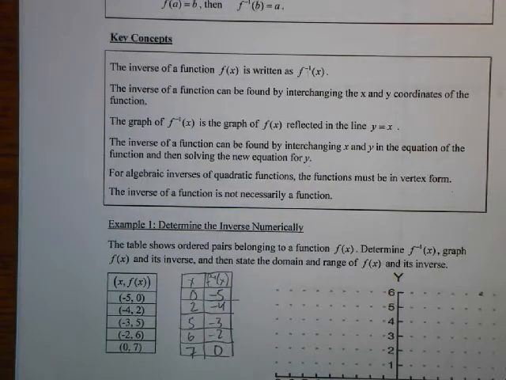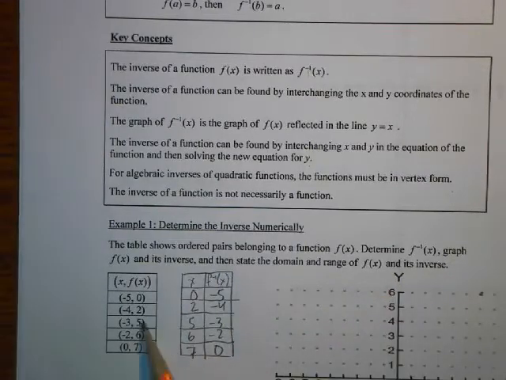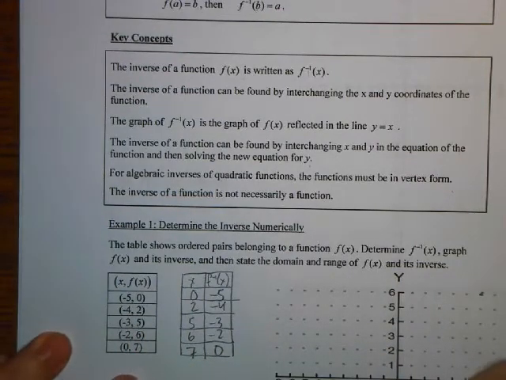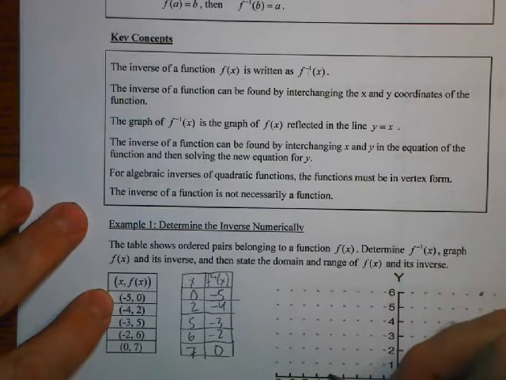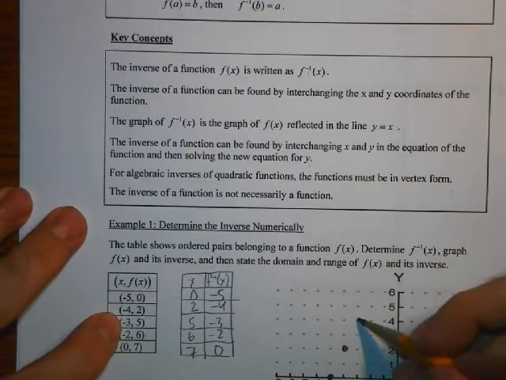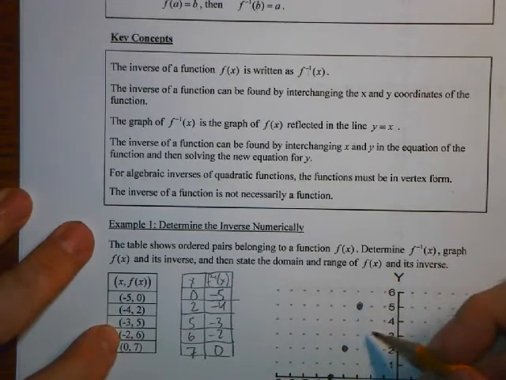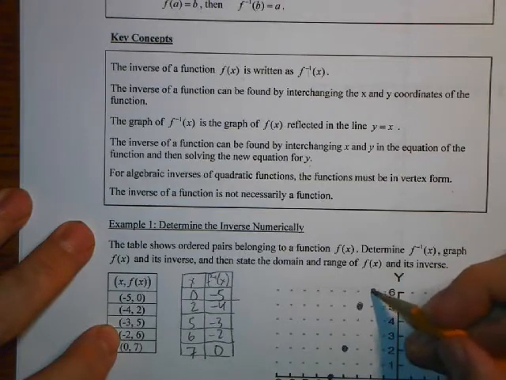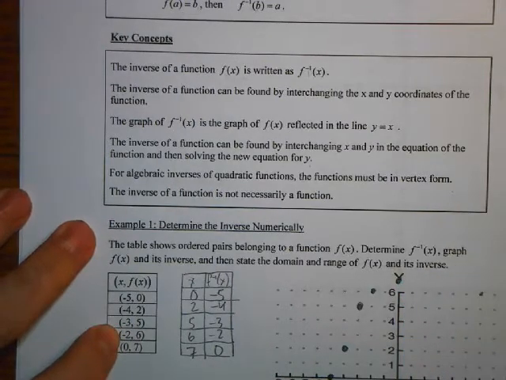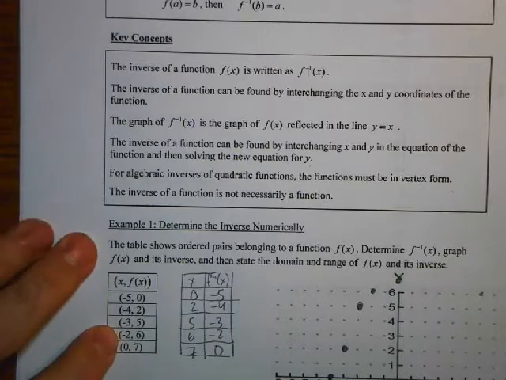So first of all, I'm just going to plot my original function f points. So I'll start off with -5, 0, -4, 2, -3, 5, -2, 6, and 0, 7, which unfortunately is a little bit off the graph, but let's just pretend the graph's a little bit taller.